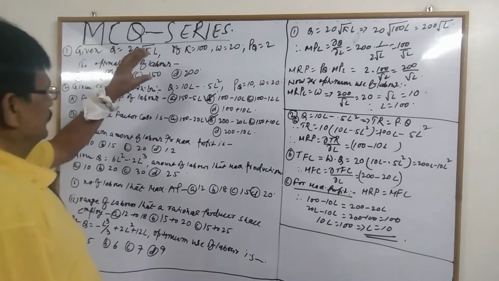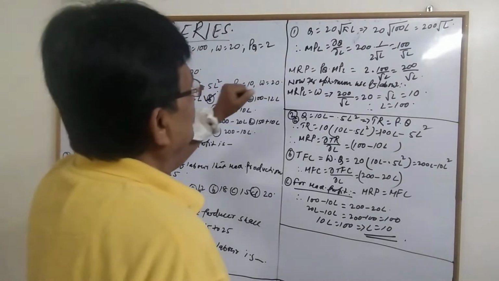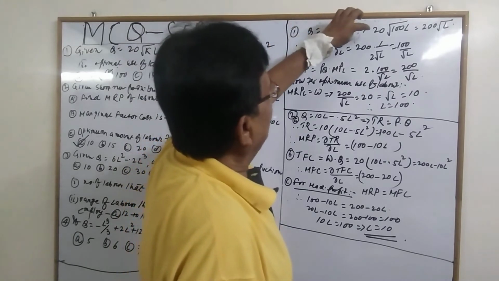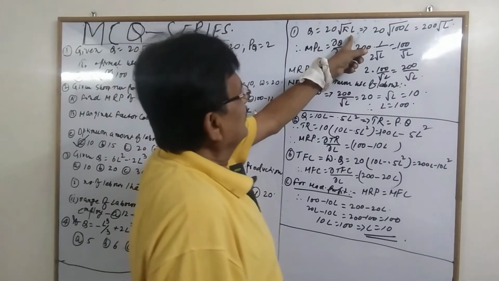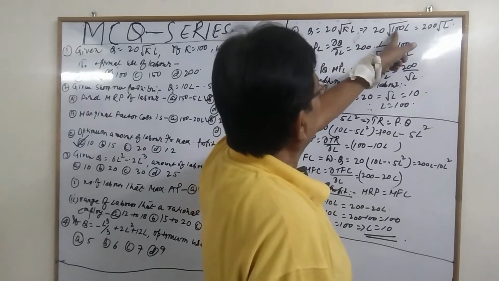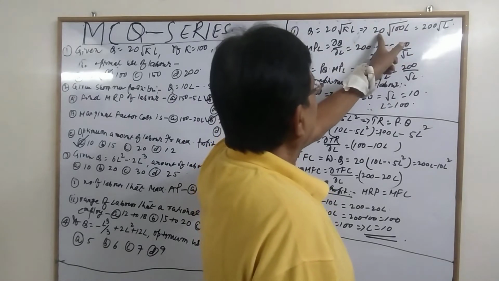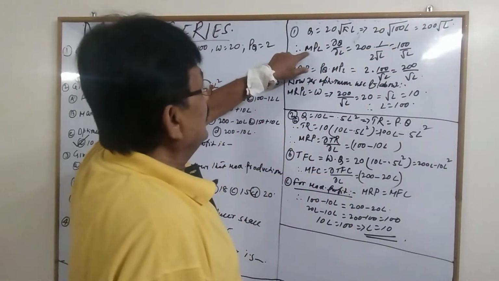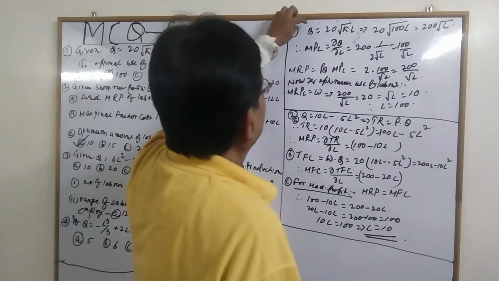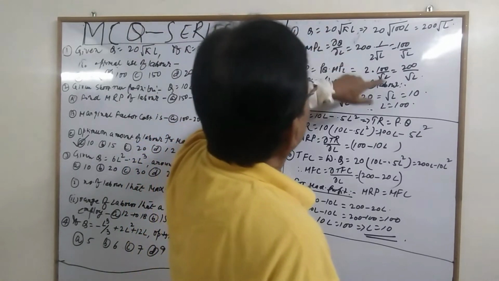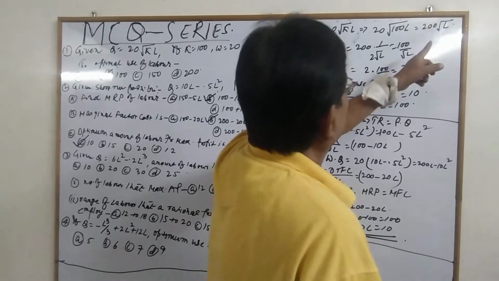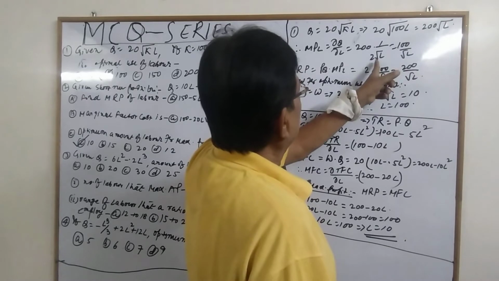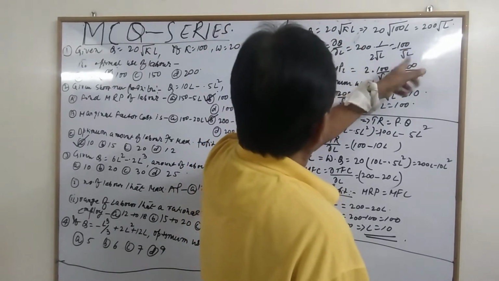For solving this, here Q is 20 under root KL. K is given as 100, so 100 goes inside the square root. So this becomes 20 under root 100L. 100 is taken outside, so 20 into 10, 200 under root L. Now MPL, marginal product of labor, is delta Q by delta L, the derivative of Q with respect to L. 200 remains 200 and root L differentiates to 1 by 2 root L, so it becomes 100 upon root L.